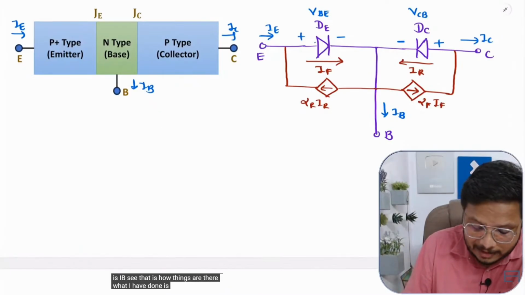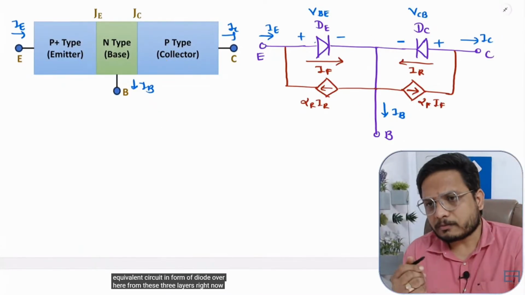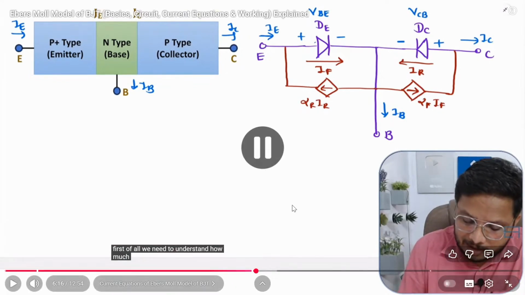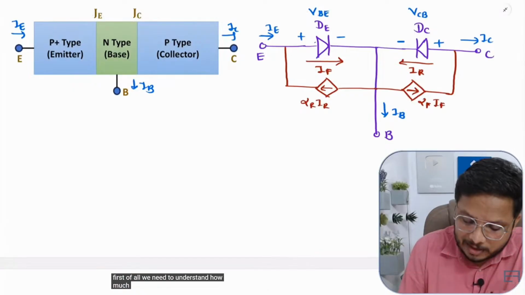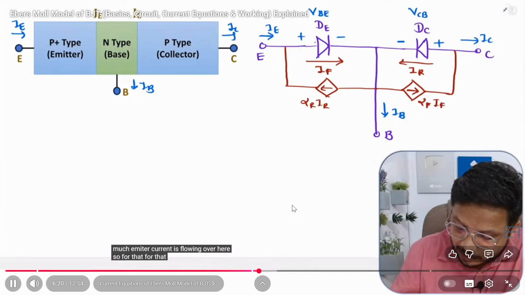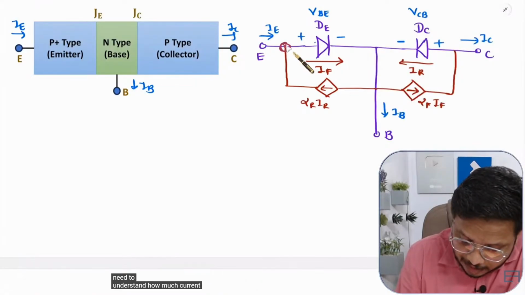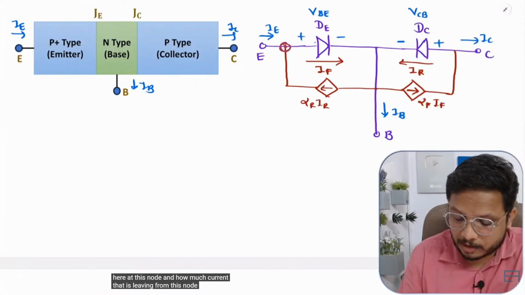See, that is how things are. What I have done is I have drawn the equivalent circuit in the form of diodes from these three layers, right? Now, first of all, we need to understand how much emitter current is flowing over here. For that, you need to understand how much current is entering this node and how much current is leaving from this node, right?